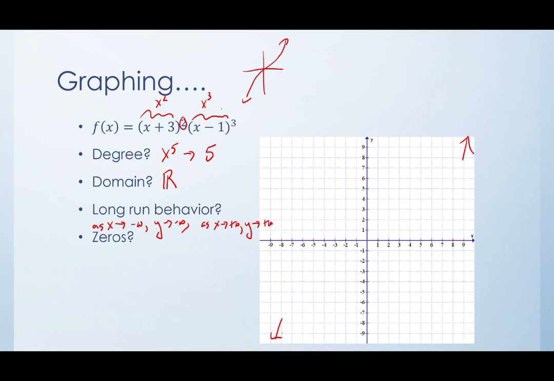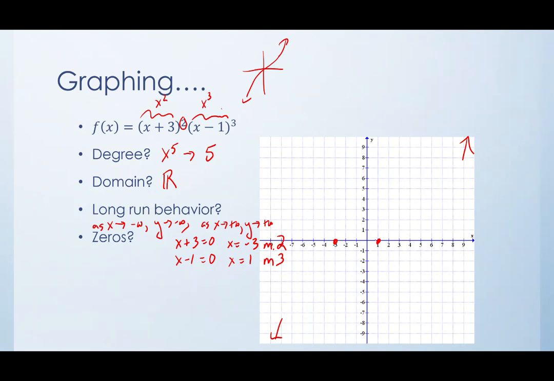All right, what are zeros? Well, we know x plus 3 equals 0. So one of our zeros will be negative 3. And that has a multiplicity, which I'm just going to write m, of 2. And then we've got x minus 1 equals 0. So x will equal 1. And that has a multiplicity of 3. So there's our zeros.